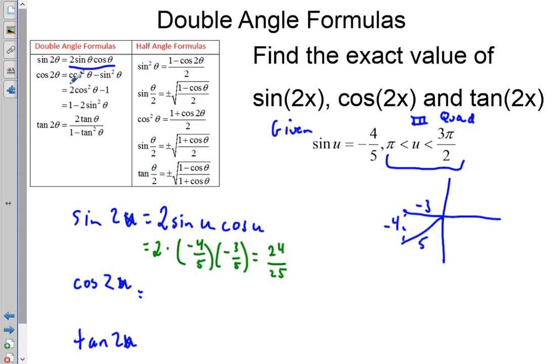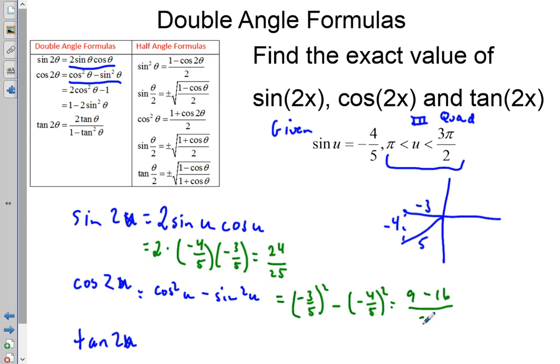We can go down here and say, okay, what is cosine of 2u? Well, I'm going to use this one because it seems pretty easy. We know cosine of 2u is going to be cosine squared of u minus sine squared of u. Cosine we know is going to equal -3/5, and we're going to square it, minus sine, which is -4/5, squared. And so we have 9 minus 16 all over 25, because both of those are going to be positive 16 when squared. And so we have -7 over 25 as our solution.